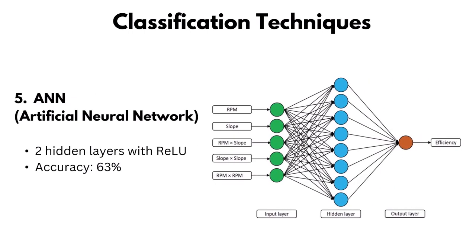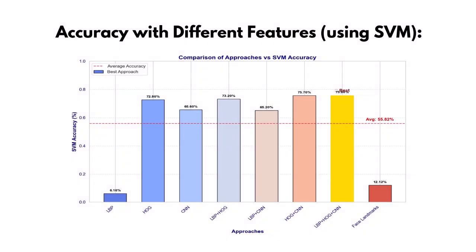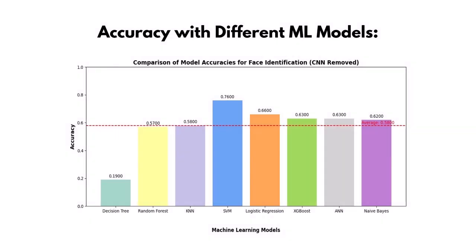We've also used artificial neural networks with two hidden layers and ReLU activation function, which gives an accuracy of 63%. We have plotted the accuracy with different features using SVM, and we got an average accuracy of 55.82% on all. Then we plotted all the model accuracies to compare them. SVM clearly outperformed others in our actual implementation with an accuracy of 76%.